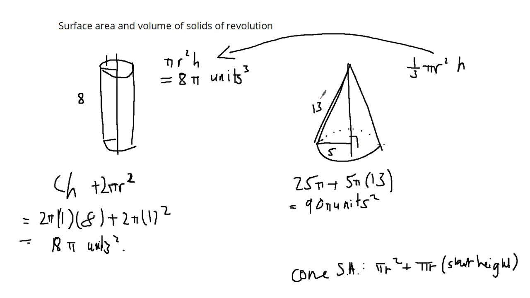So what is our height? Well, I specifically put a right angle right here to show that you could use the Pythagorean theorem to figure out that this is 12. So 13 squared equals 5 squared plus 12 squared. And then you will be able to do it really easily: 1/3 pi 5 squared times 12, and then 1/3 times 12 is 4, 5 squared is 25, so 100 pi units to the third power, units cubed.